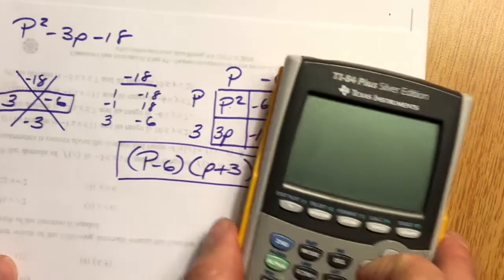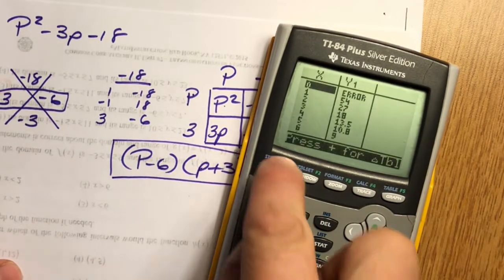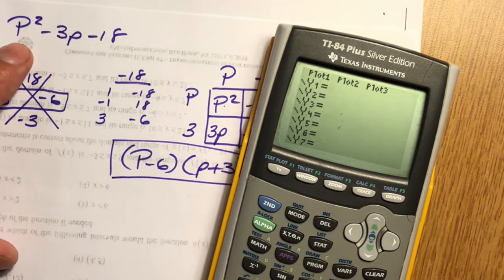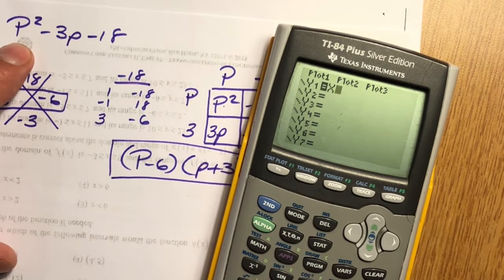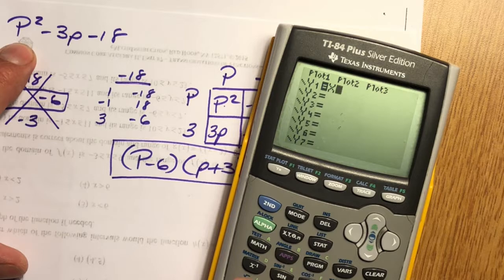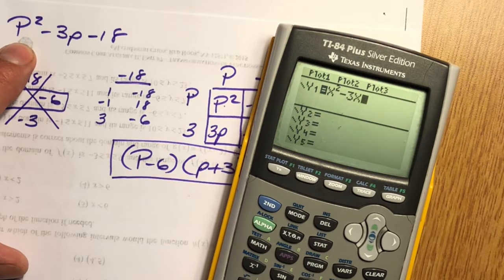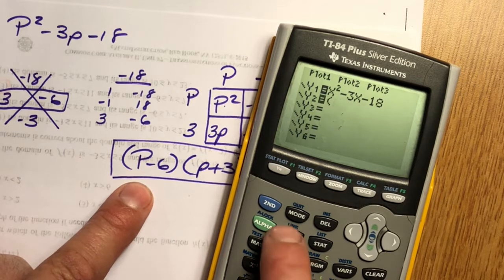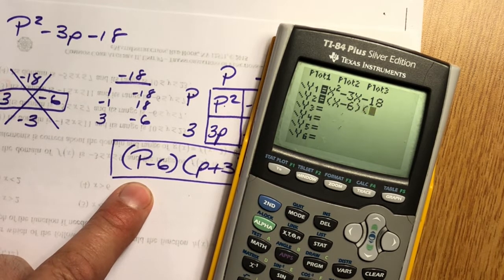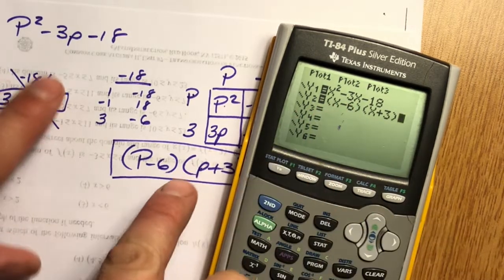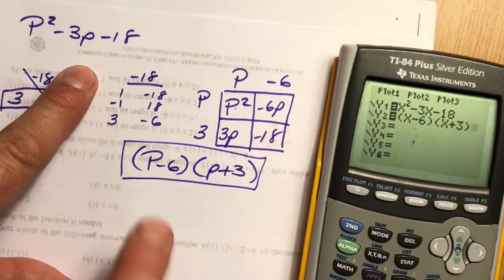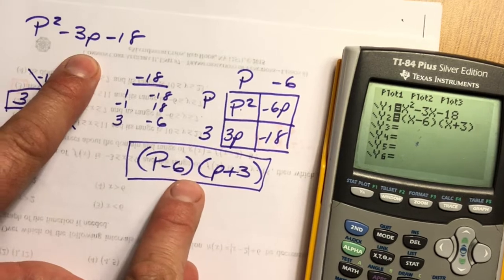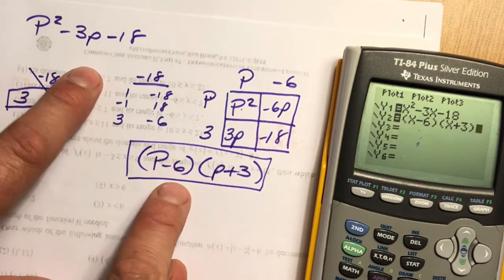All right, one way you can check on your calculator, guys. Watch this. All right, I'm going to take the original. Now I'm going to use x, not p. So x squared minus 3x minus 18. And then I factor it: parenthesis, x minus 6, parenthesis, x plus 3. Now, these are the same expressions, okay? If they were functions, they'd be the same functions.